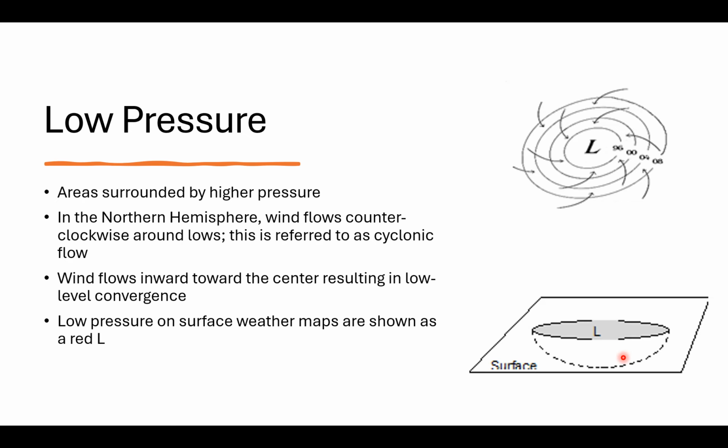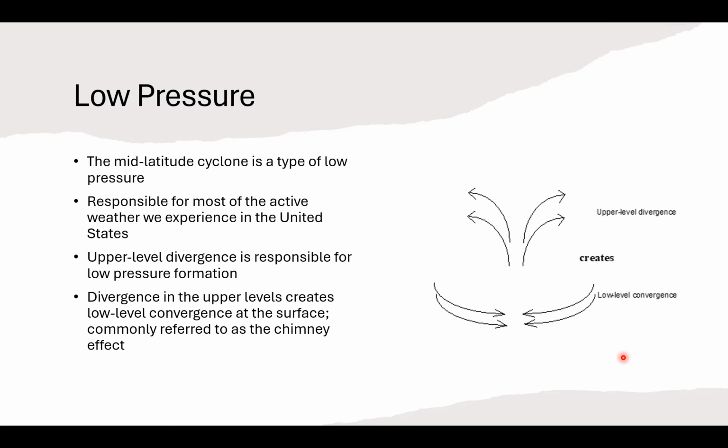Now, low pressure, the mid-latitude cyclone, we're very familiar with this type of low pressure, specifically in the fall through the spring. The mid-latitude cyclones tend to be most intense during the winter season when you get a lot of strong temperature difference across latitudes. Low pressure is responsible for most of the active weather we experience in the United States. Again, the storminess that we get.